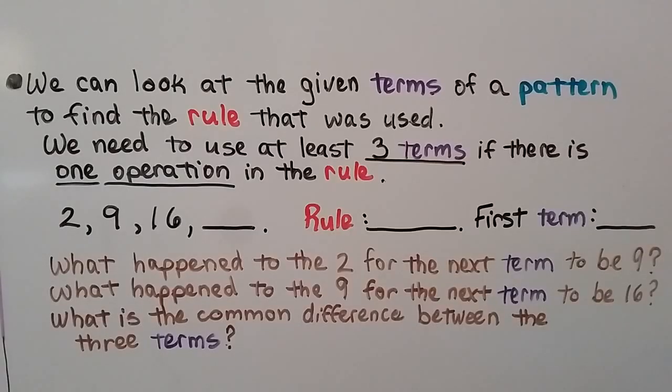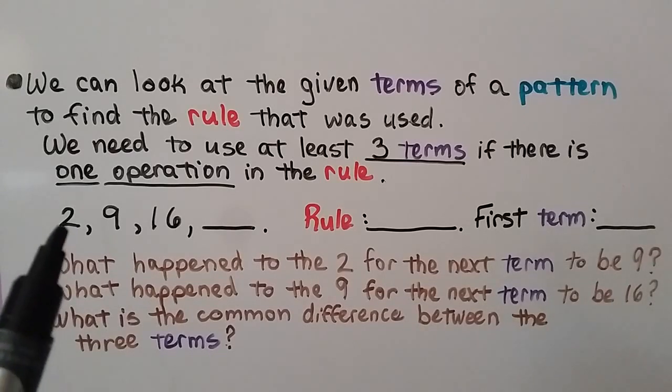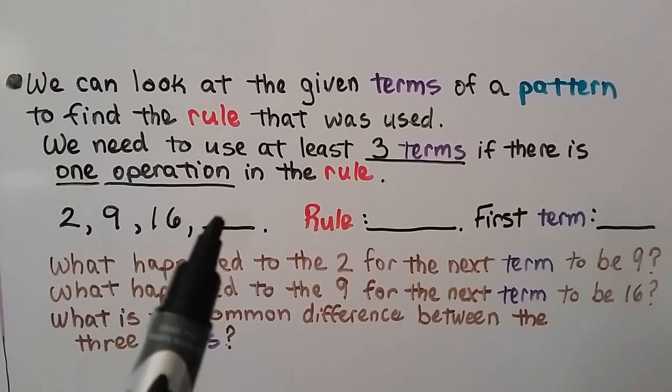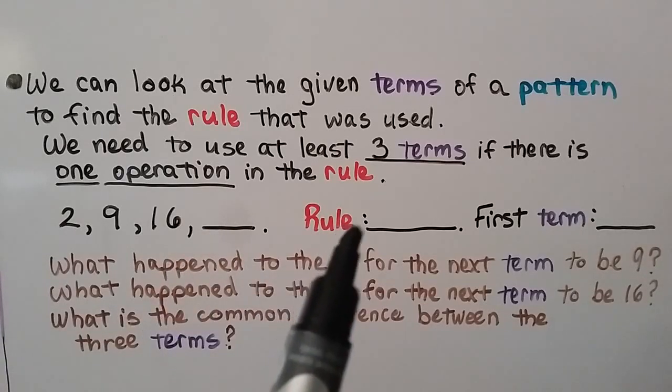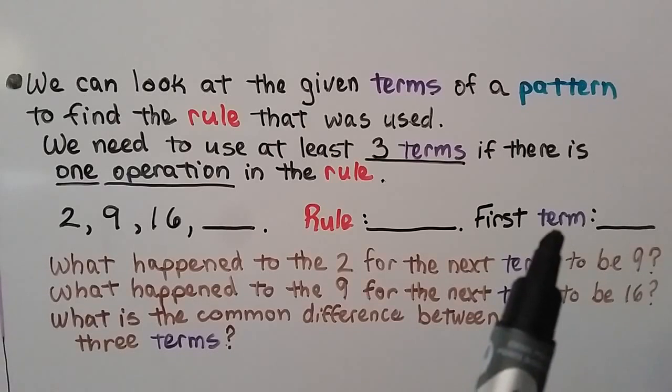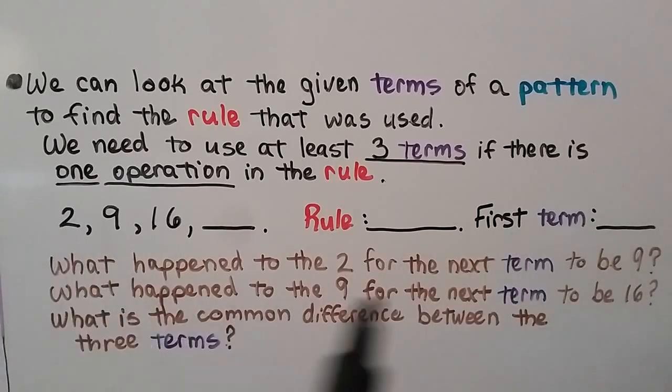We can look at the given terms of a pattern to find the rule that was used. We need to use at least 3 terms if there is one operation in the rule. So look at these numbers. It goes from 2 to 9 to 16, and we need to find this missing number. We need to figure out the rule they're using. We also need to write in the first term. Well, we can see the first term is a 2, so we know that one.